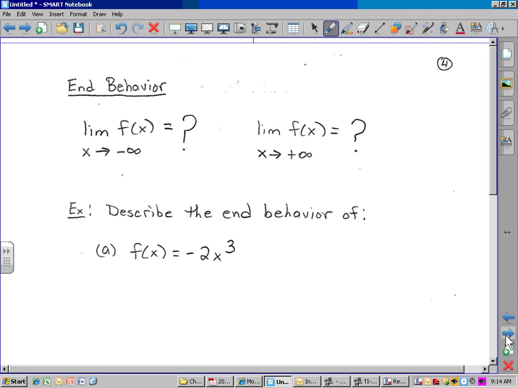Next section, end behavior. New topic. All right, we talked about continuity. We're also going to talk about end behavior. And there's one more topic we're going to talk about, increasing, decreasing. End behavior is probably the last thing we're going to talk about today. We'll talk about increasing, decreasing tomorrow.